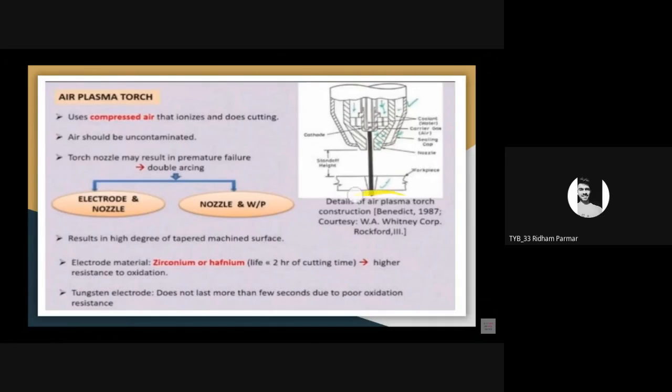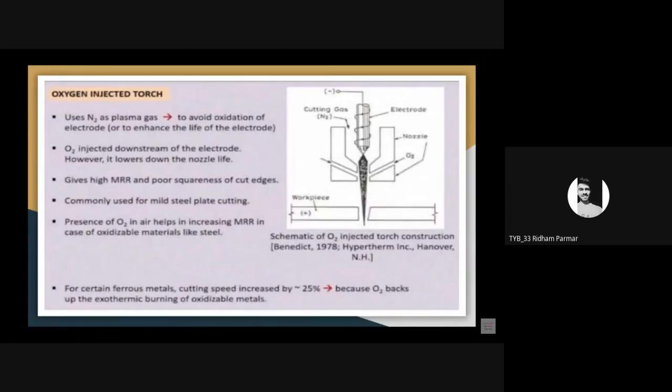So let us discuss that oxygen injected torch. It's a schematic diagram I have shown here. Now this oxygen injected torch uses nitrogen as the plasma gas. Oxygen is injected downstream of the electrode. However, it lowers the nozzle life. This torch gives a high material removal rate and poor squareness of the cutting edge.